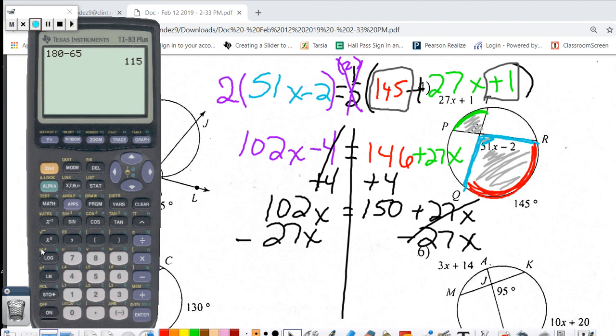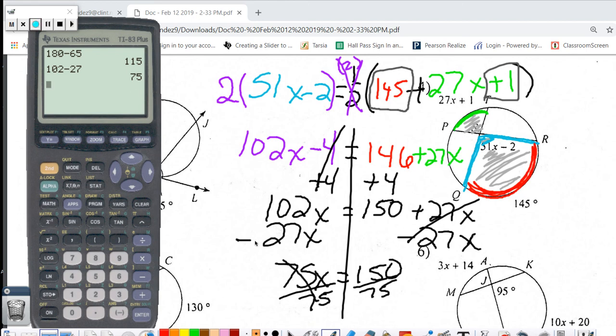So now let's use our calculator. And we're going to have 102 minus 27 equals 75. So I'm going to have 75x equals 150. The last thing we do, divide by 75. So our x is going to equal 2. Let's do 150 divided by 75. Just double checking our work, make sure we're doing it correctly. Our answer is 2.